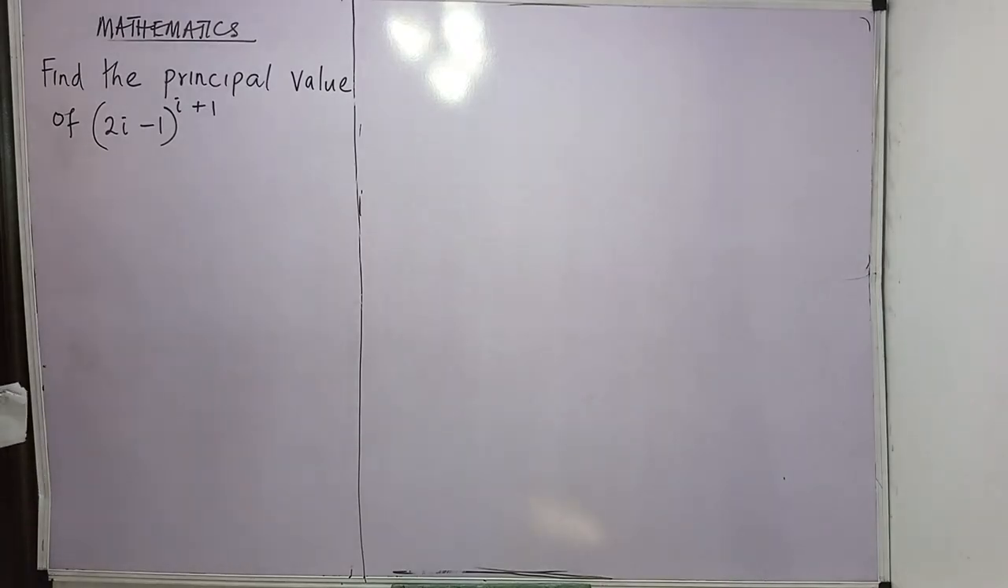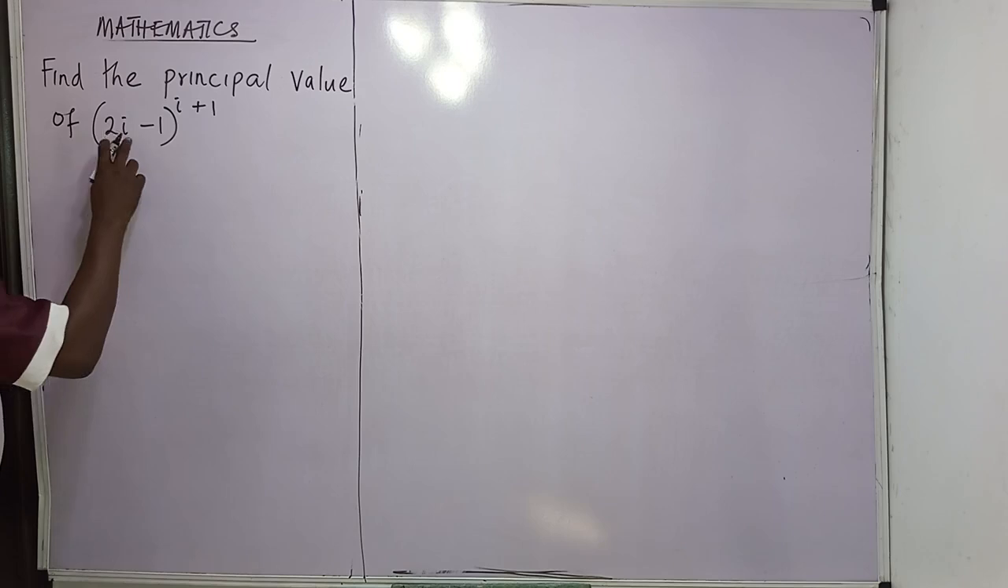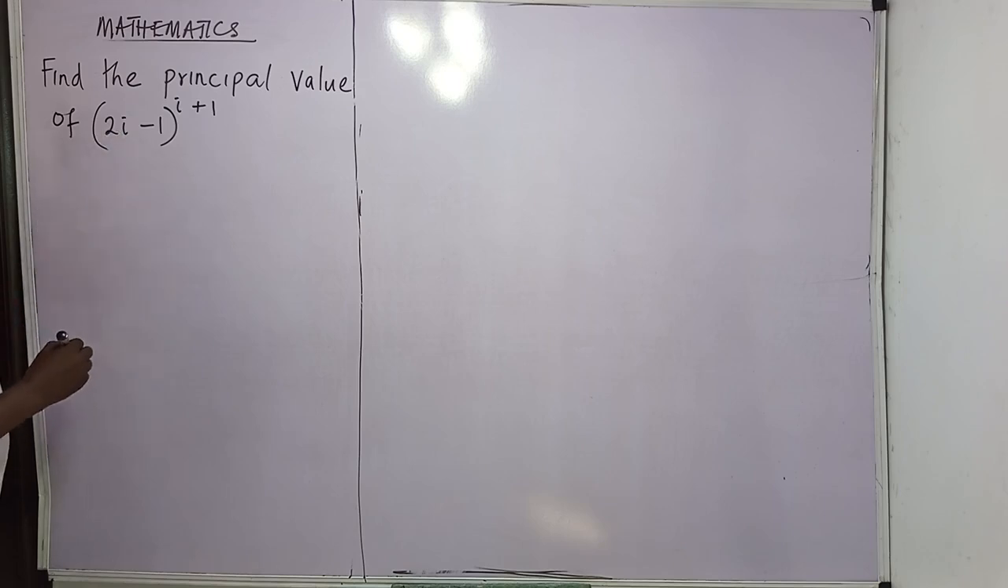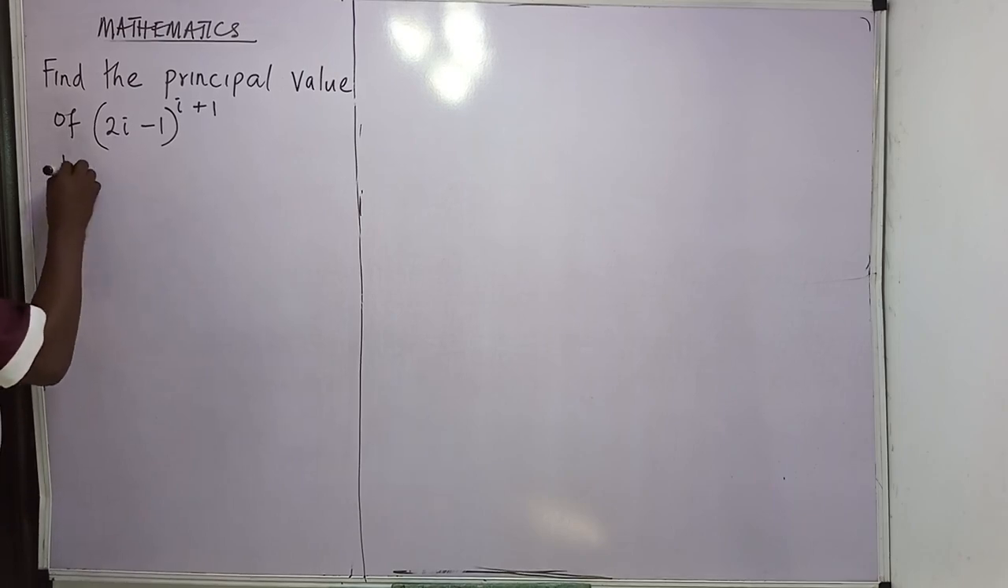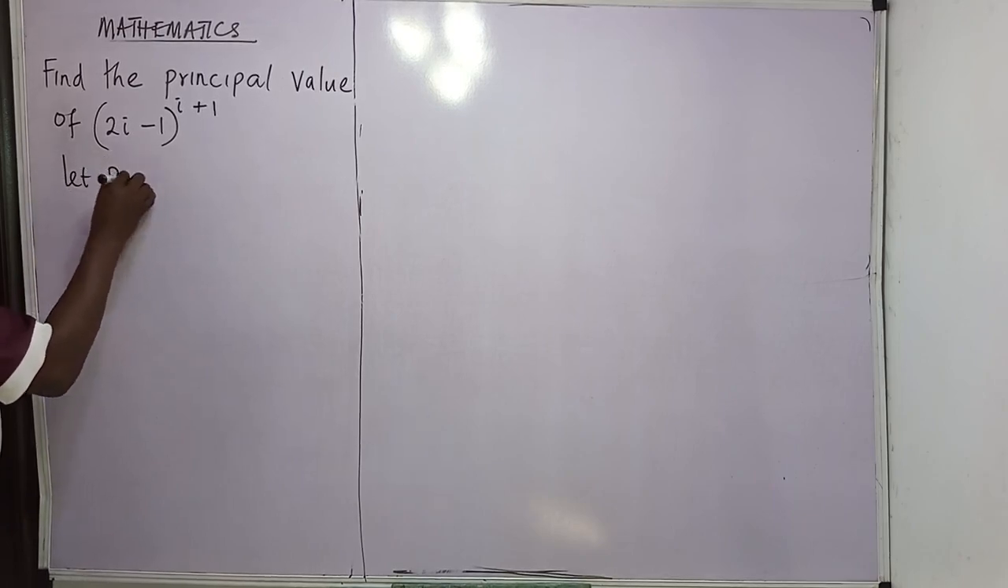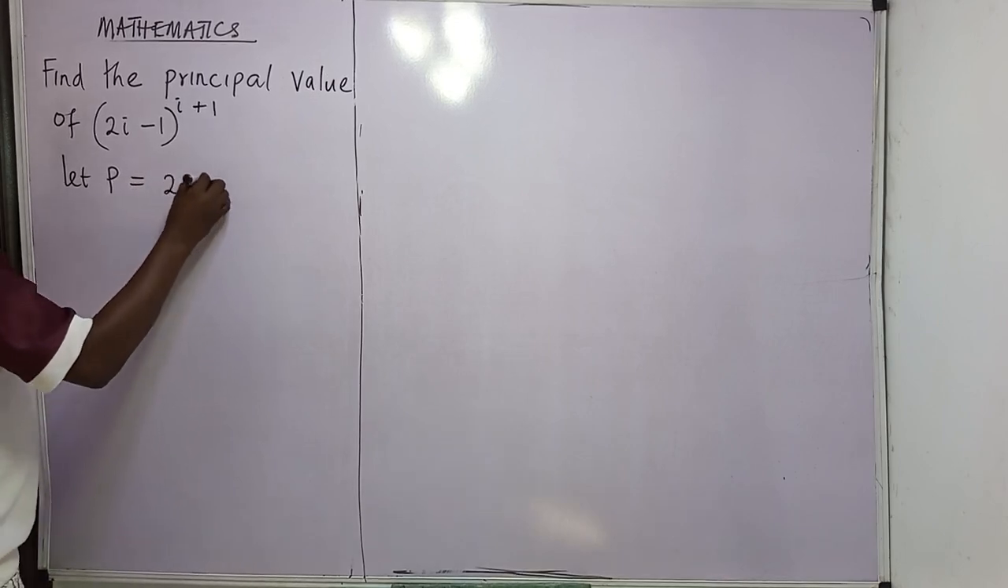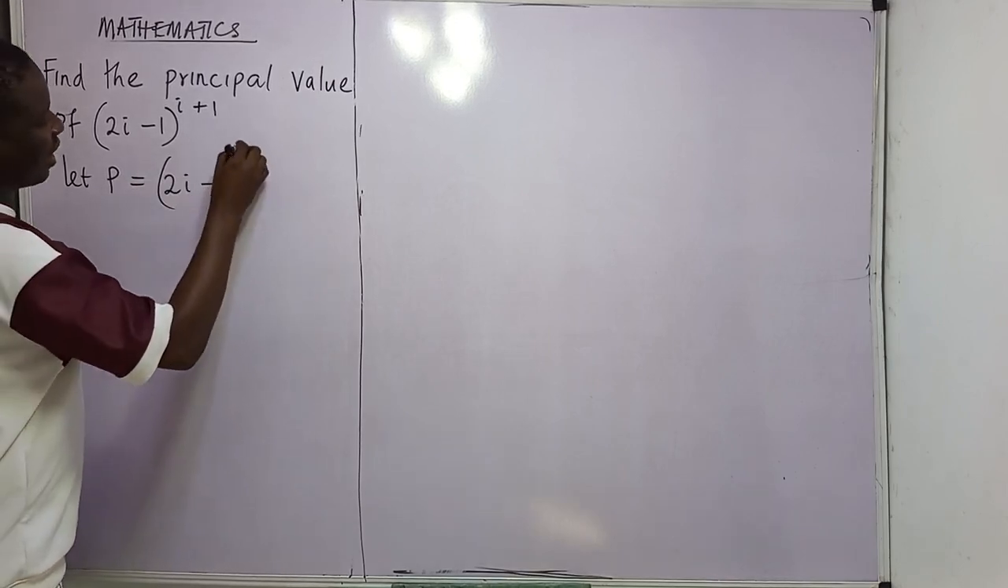We want to solve a problem. It says find the principal value of (2i minus 1) raised to the power (i plus 1). You can say let p equal (2i minus 1) all raised to the power (i plus 1).